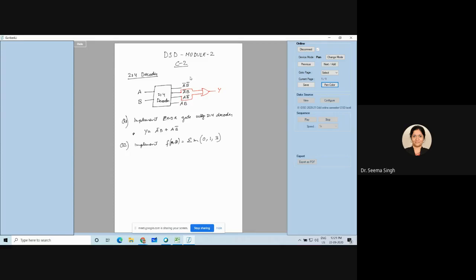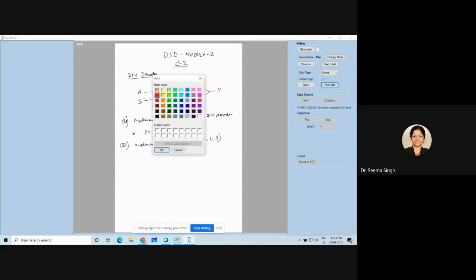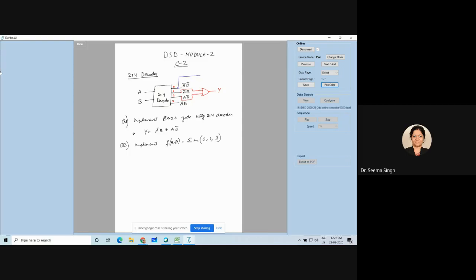See, it is 0, 1, 3. You know that A bar B bar is 0, A bar B is 1, A B bar is 2, and AB is 3. So without simplifying anything, directly what I will do is take output 0, output 1, and output 3, put them into an OR gate, and this becomes my f of AB, which I had asked.